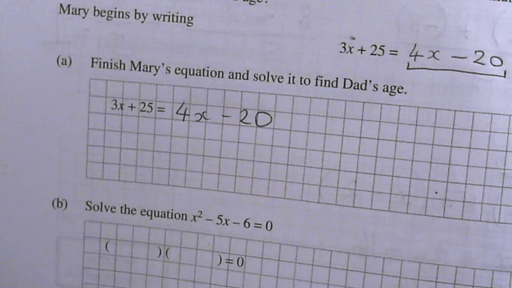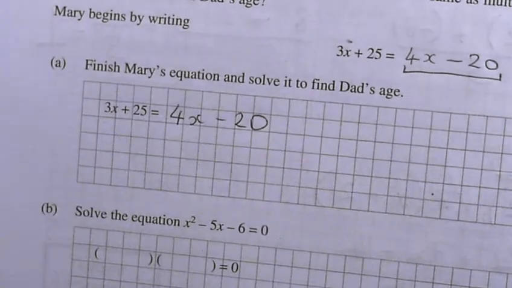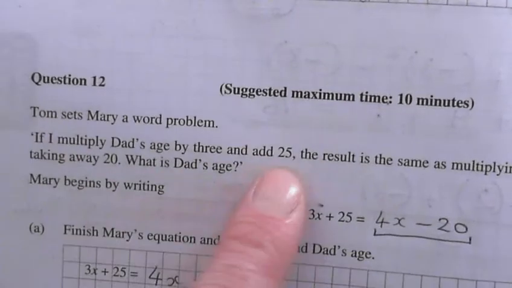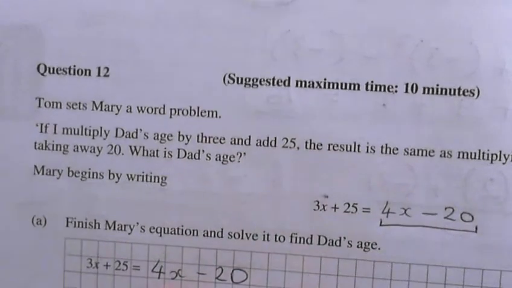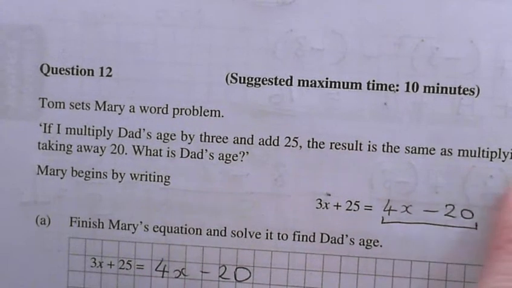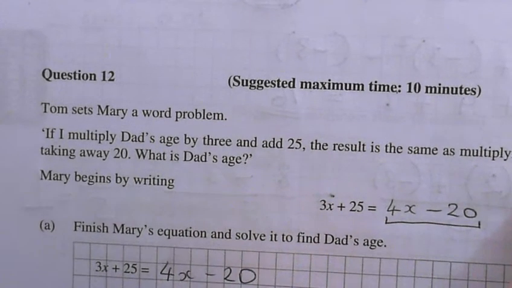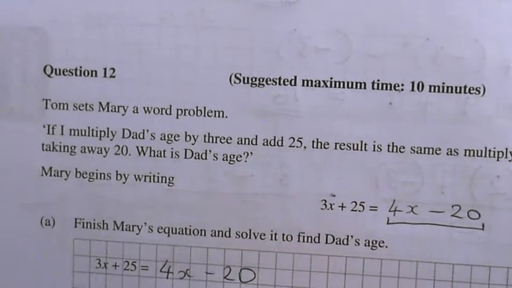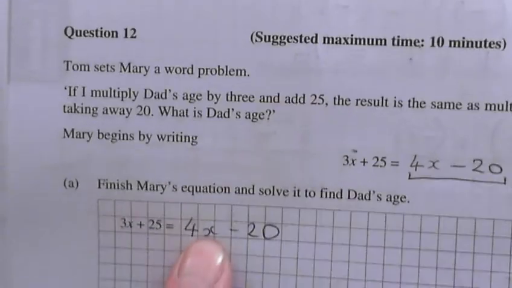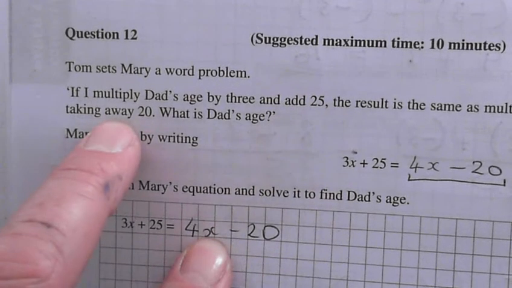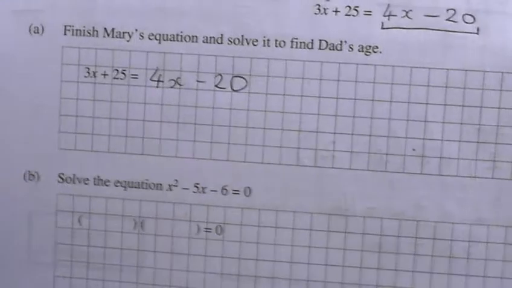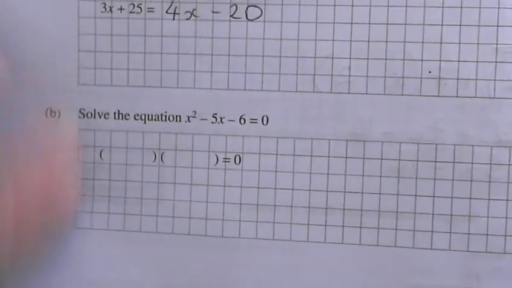Where did you get 4x? The result is the same, so equals multiplying Dad's age. Dad's age is x. Dad's age is x times 4, so that's 4x. And taking away 20. 4x minus 20. Right, the next one.